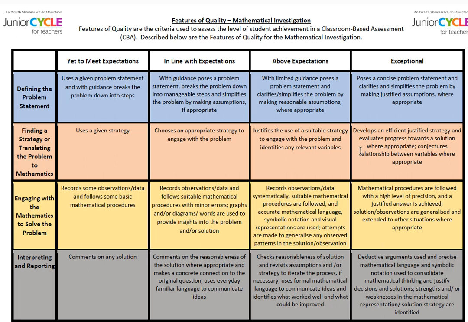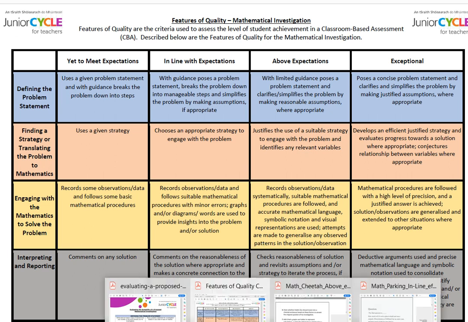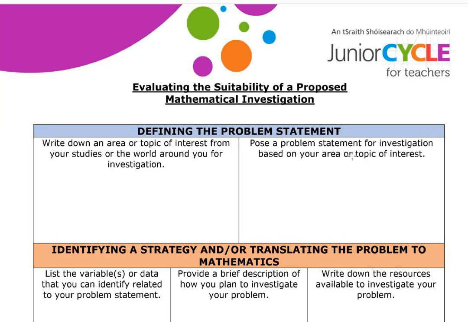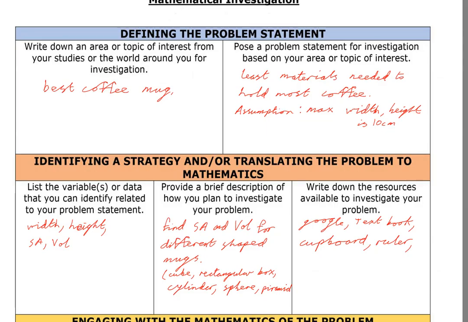Now, that's our features of quality. The next thing we want to have a look at is evaluating a proposed question. So this is the first document, the document on the left in your OneNote, and I have brought it up with some writing here. So define the problem statement. We'll remember this is our first job that we have to do. This will be our first title in our report.